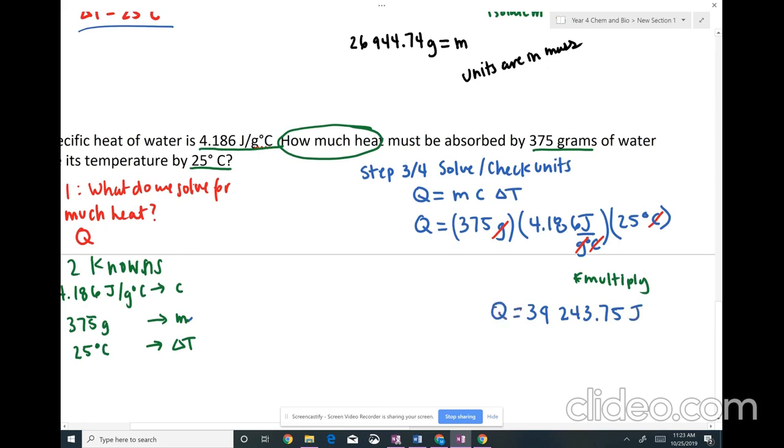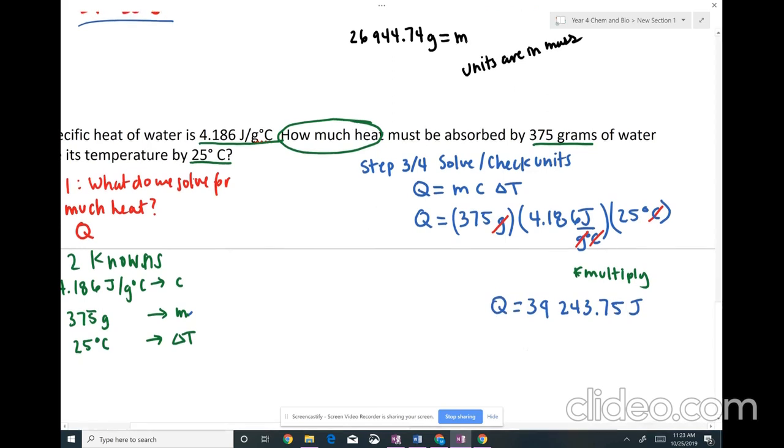And again, for this answer, it needs to be in joules. The units for Q should be joules or calories. I have joules and it should be joules. So that means that my problem is good and I am good to go.